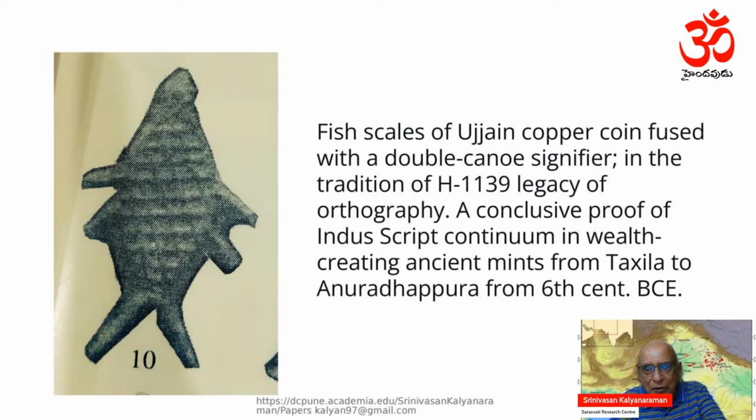Fish scales of the Ujjain copper coin fused with a double canoe signifier in the tradition of the H1139 legacy of orthography. A conclusive proof of the Indus script continuum in wealth creating ancient mints from Taksha to Anuradhapura from 6th century before Common Era. Next, please.